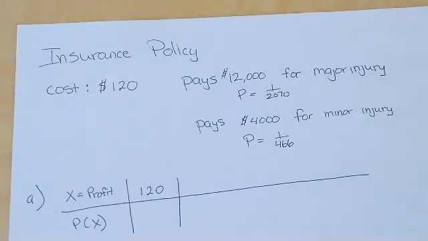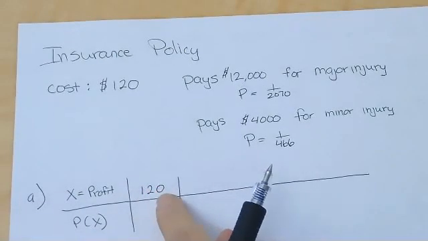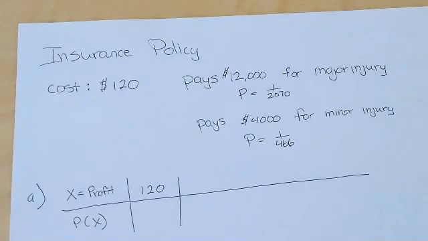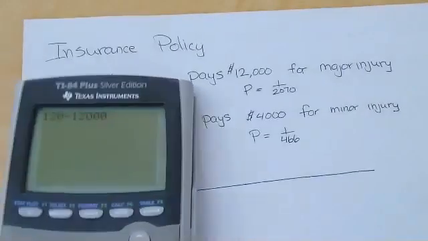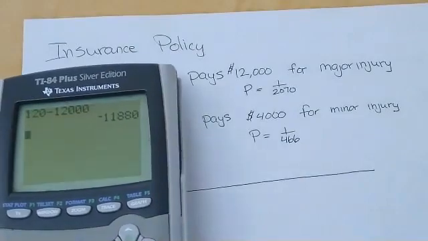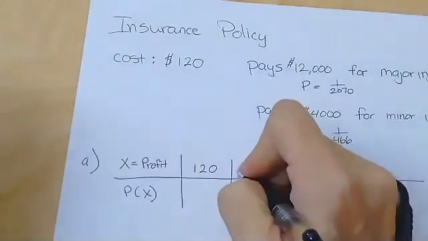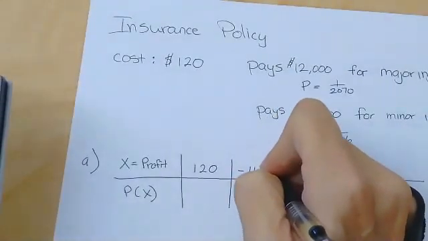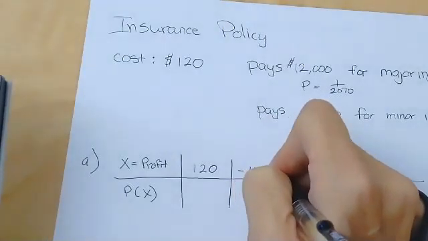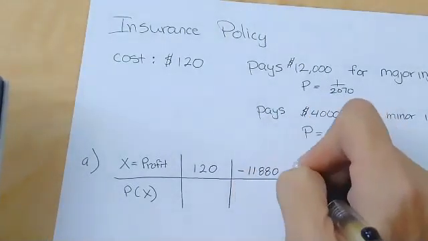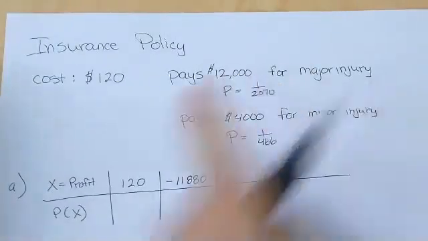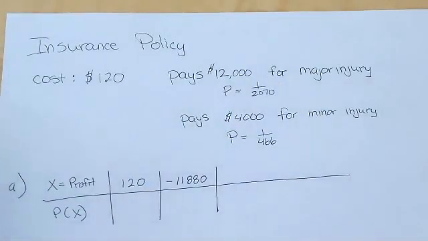It's also possible that their policy holder has a major injury. So the person pays $120 for the policy, but the company has to give them $12,000 because of their major injury. So the company could lose $11,880. Chance of that happening is 1 out of 2070.